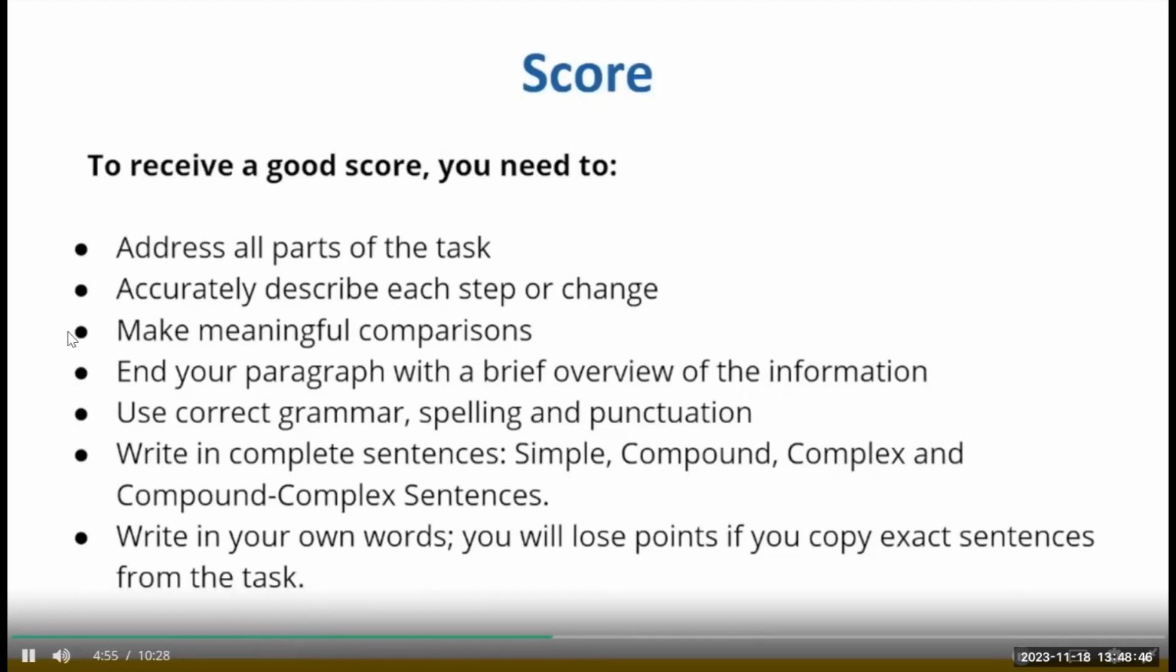And the last one, we have the last very important tip. It's writing in your own words. So make sure you do not copy and memorize some essays, and you do write with your own words.